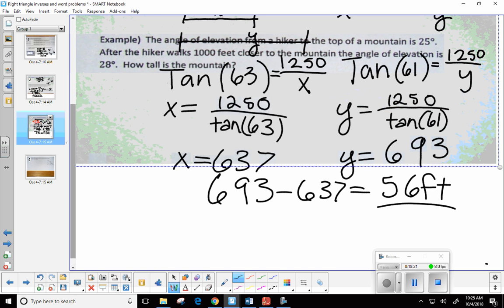So the river is 56 feet wide. Does that make sense? Everybody see how we got that? Because you have to solve for the two triangles and then subtract it because it's the difference in between the bottom length. We're good? Okay.